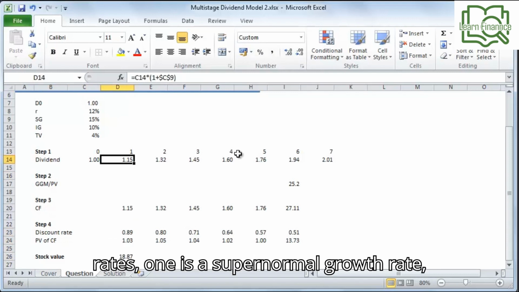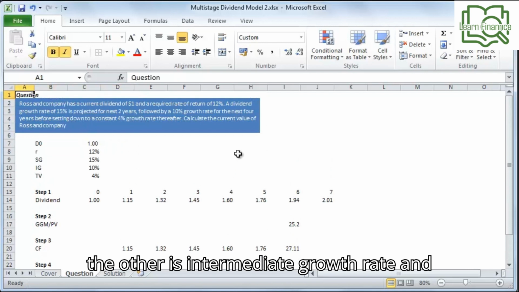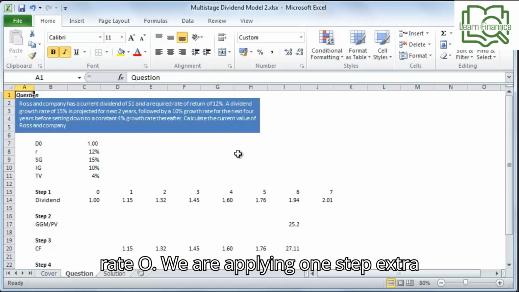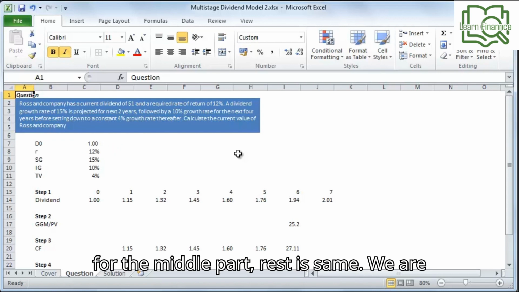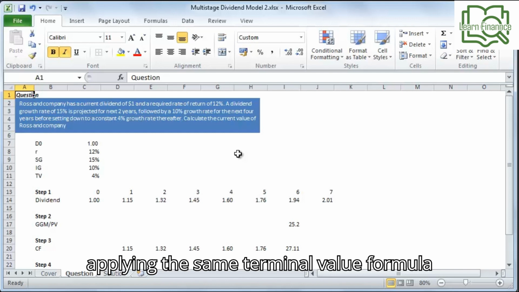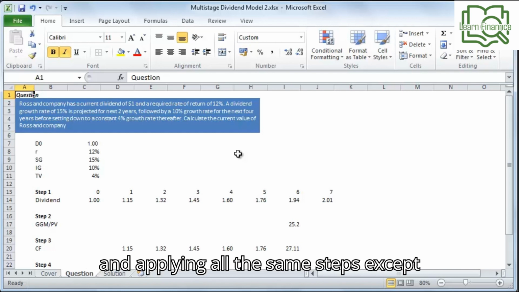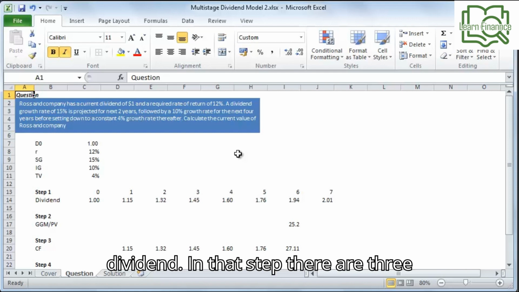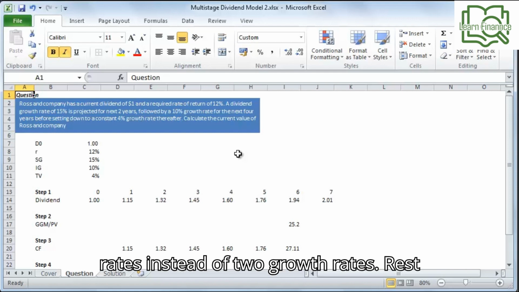The only difference between the earlier example and this is that here we have 3 rates. One is a supernormal growth rate, the other is an intermediate growth rate, and the last one is a terminal value growth rate. So, we are applying 1 step extra for the middle part. Rest is the same. We are applying the same terminal value formula and all the same steps except the first step where we calculate the dividend. In that step, there are 3 rates instead of 2 growth rates.